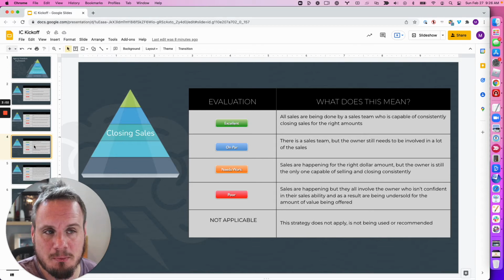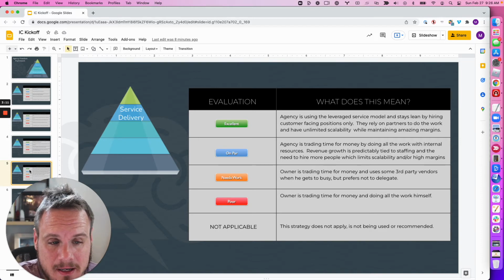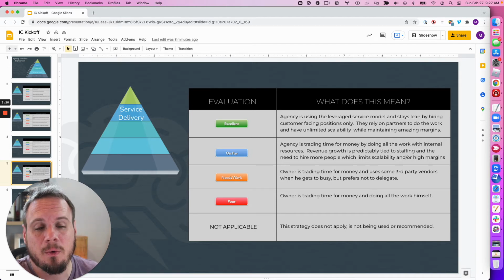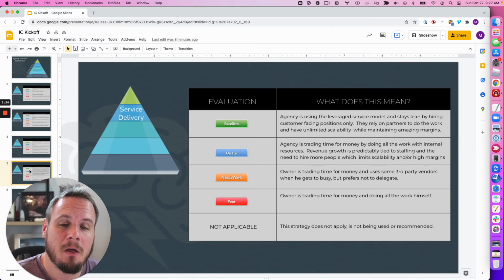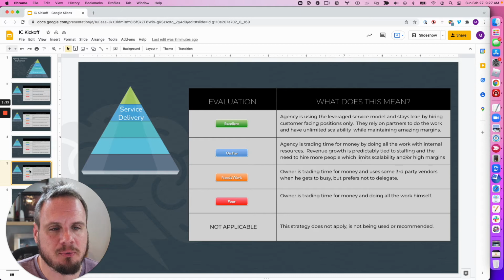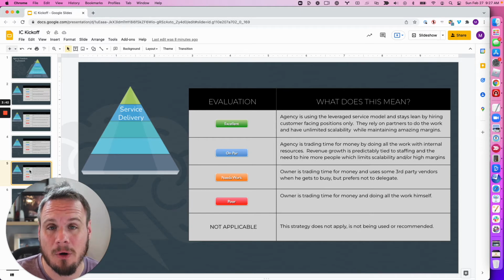Go ahead and pick the one that seems most like you, and then we'll move on to the last section, which is service delivery. Poor is owner is trading time for money and doing all the work themselves. Needs work is owner is trading time for money and uses some third-party vendors or contractors when they get busy, and they prefer not to delegate. On par is agency is trading time for money, but by doing all the work with internal resources, revenue growth is predictably tied to staffing and the need to hire more people, especially when things get busy, which limits the scalability and or high margins. Excellent is agency is using the leveraged service model and stays lean by hiring customer facing positions only and relying on partners and outsourcing to do the work, and therefore has unlimited scalability while maintaining amazing margins. That would be excellent.